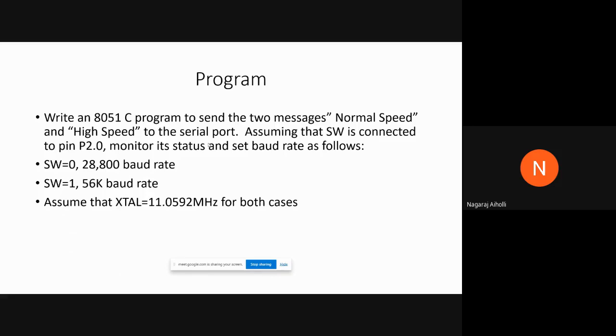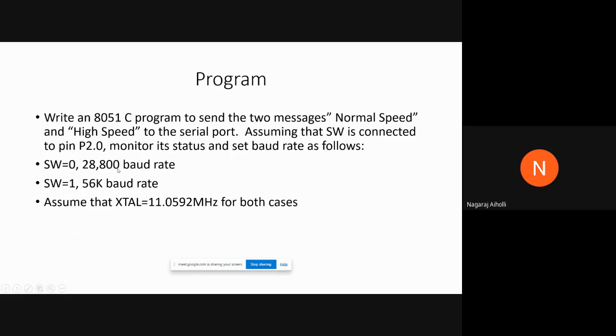They are asking us to assume that a switch is connected to pin P2.0 of the microcontroller. We have to monitor the status of pin P2.0, and accordingly set the baud rate, or transmit the messages according to the baud rate. If the switch is 0, then the baud rate that should be used is 28,800. If the switch is 1, then we have to double the baud rate, that is 56k. The baud rate will be doubled.